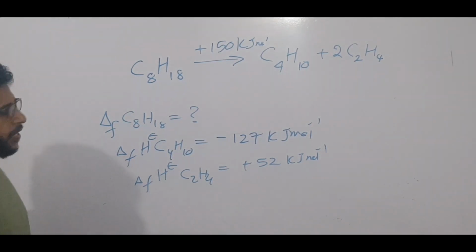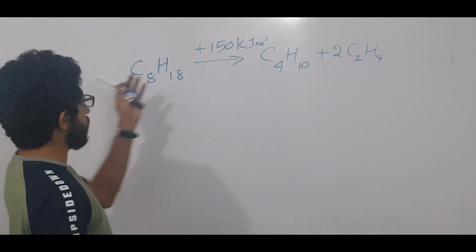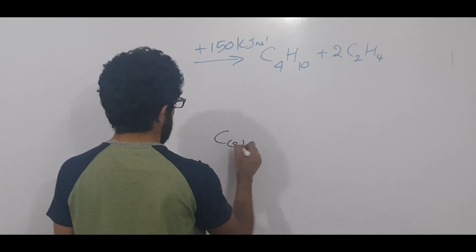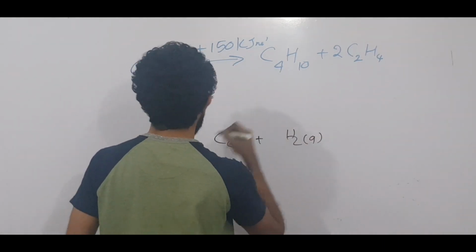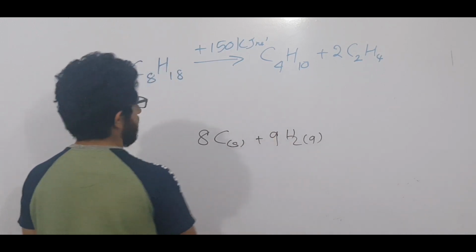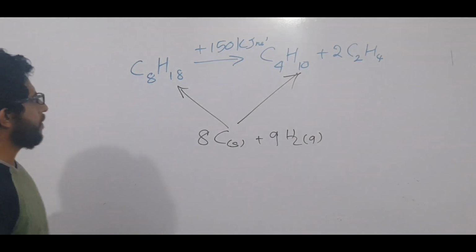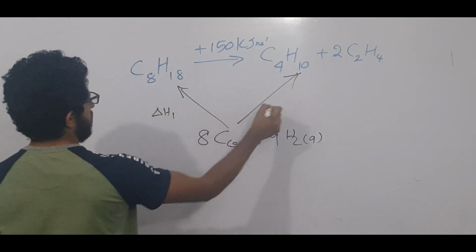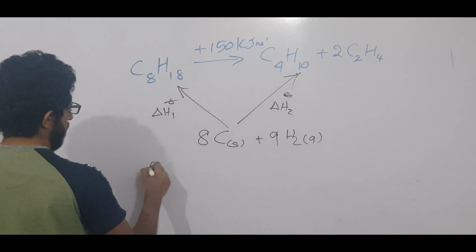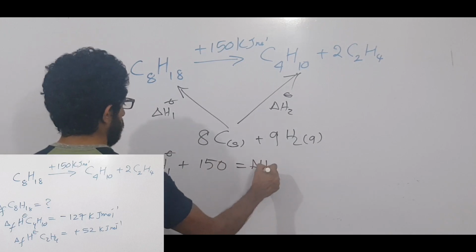Again, what we are doing is, write the reaction on top. We write the elements at the bottom. We have to have carbon solid and hydrogen gas: 8 carbon, 18 hydrogen, so 9 H2. That's it. Arrows from elements to compounds. Then if this is delta H1, this is delta H2, right? So delta H1 plus 150 equals delta H2.